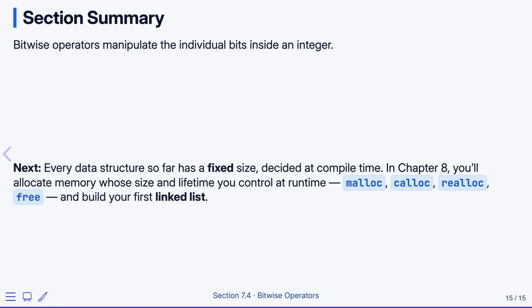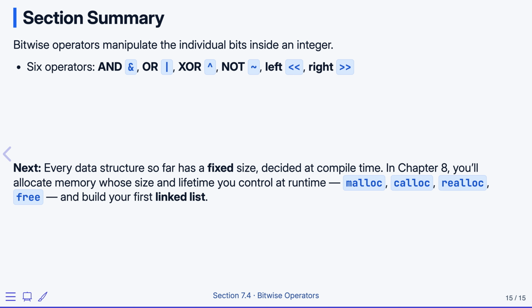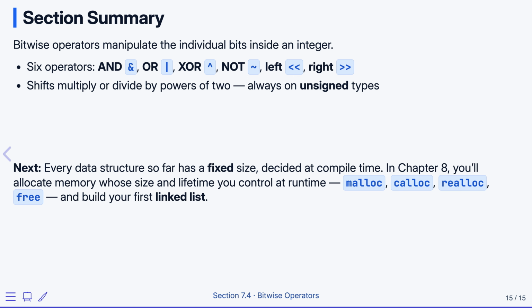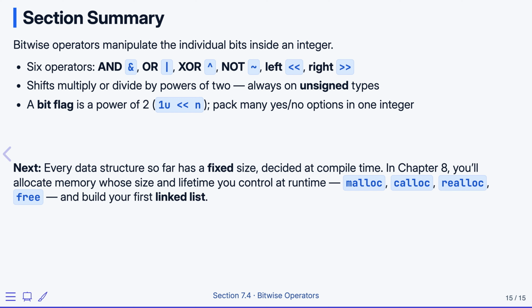Let's recap. Bitwise operators manipulate the individual bits inside an integer. There are 6 of them: AND, OR, XOR, and NOT, which work one bit at a time, plus shift left and shift right. The shifts multiply or divide by powers of 2, and you should always use them on unsigned types. A bit flag is a value with a single bit set, made with one shift, and flags let you pack many yes or no options into one integer.